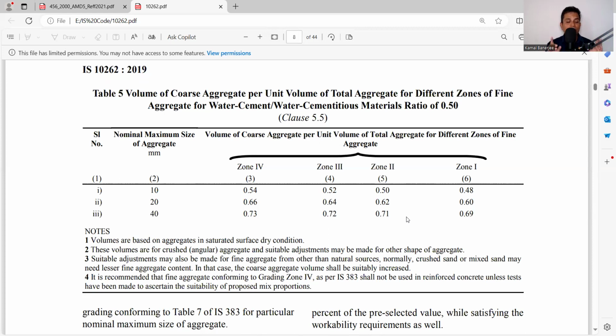Please listen to this. ये क्या है? ये टोटल वॉल्यूम का 0.62 नहीं है. ये है कि टोटल कोर्स एग्रीगेट और फाइन एग्रीगेट का वॉल्यूम अगर एक होगा, उसमें 0.62 प्रपोर्शन होगा आपका कोर्स एग्रीगेट, and 1 minus 0.62, that is 0.38 होगा आपका फाइन एग्रीगेट. Don't confuse with the total volume of concrete. That will be the different one. It is for coarse aggregate and fine aggregate. So हमको क्या मिला?